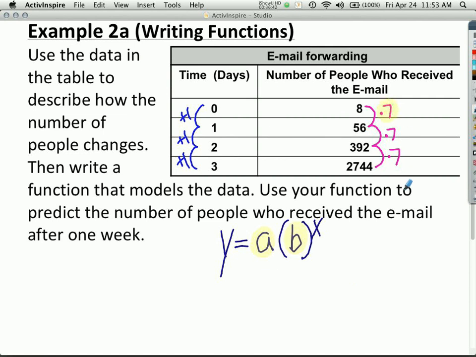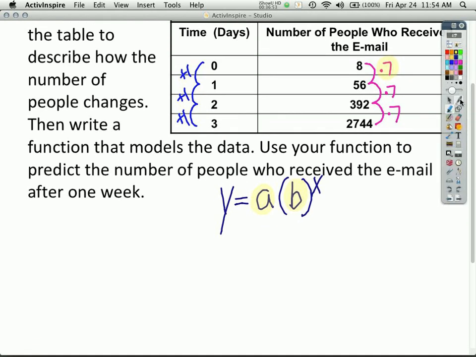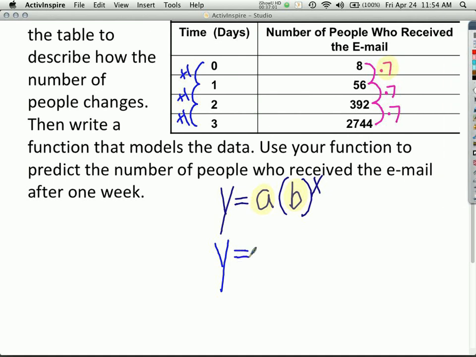So we have to fill in. The only thing that stays as a variable is x and y. Everything else has to be filled in. That's how you write a model. That's how you write a function. So we're going to fill in everything except for the x and the y. So y is going to stay y. Now A is the start point.